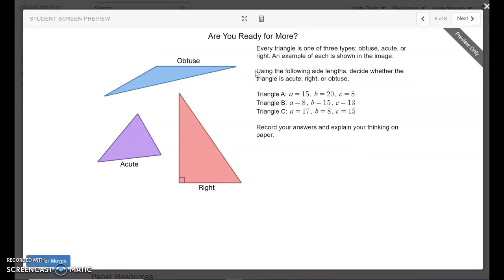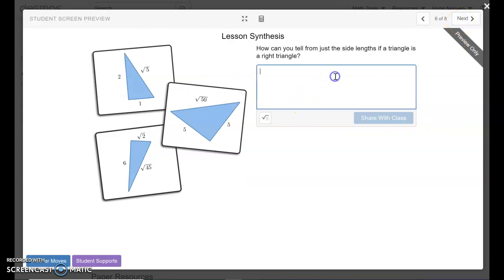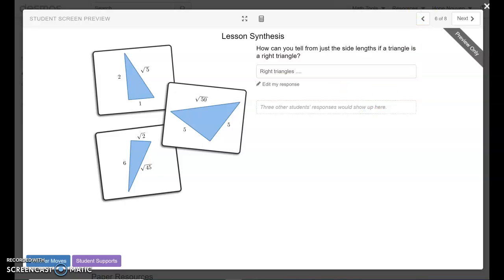Are you ready for more? They say I'm ready. Every triangle has 3 shapes: acute, obtuse, and right. And it shows you which ones are obtuse, and explain your thinking. I really think this is good because you can actually take up this piece of paper as a check-in, as a way to see if they are doing their work. Really important for students to understand. Also, can you tell by the side lengths? They can do this and explain their thinking and share which parts are right triangles. And they share with the class, which is really important here.